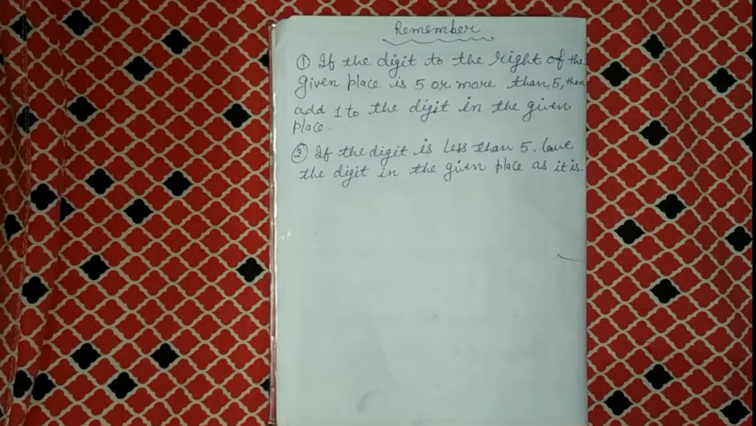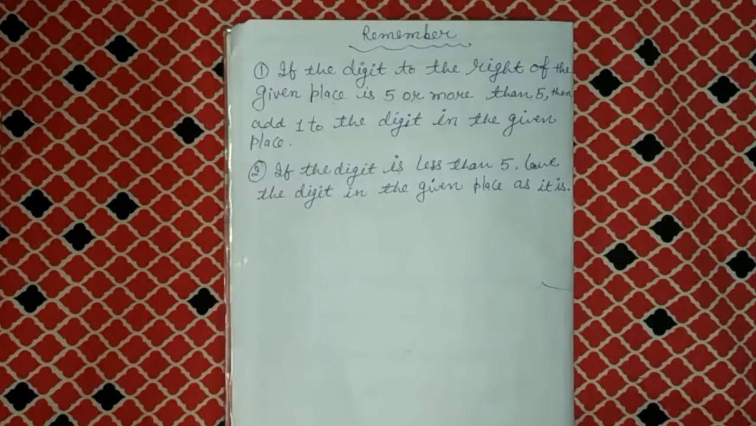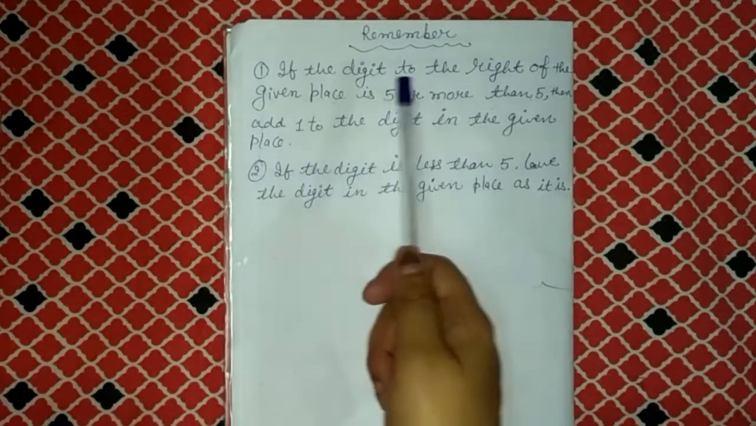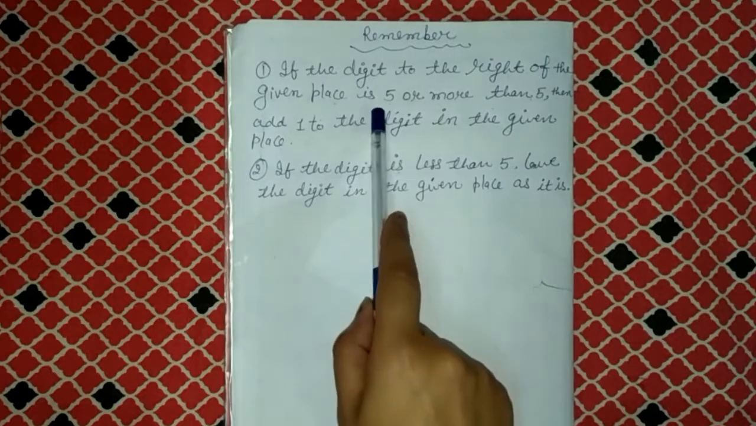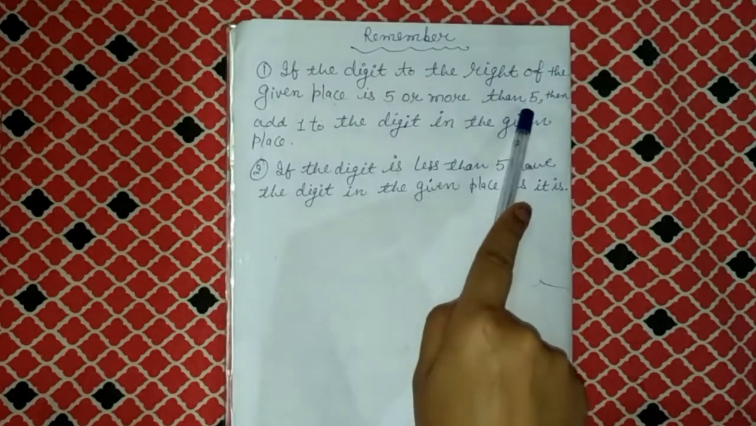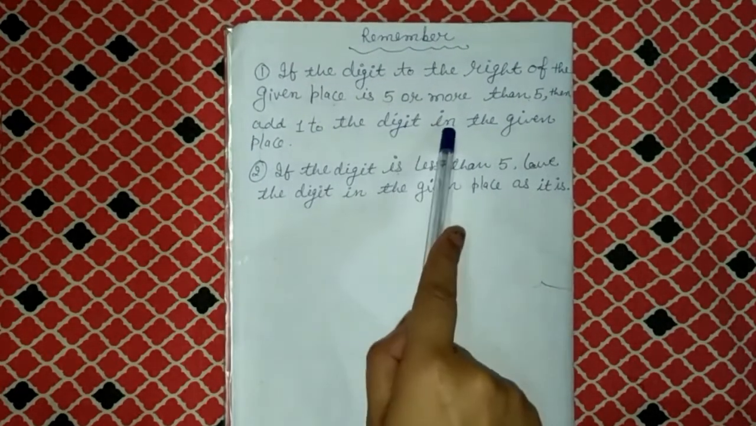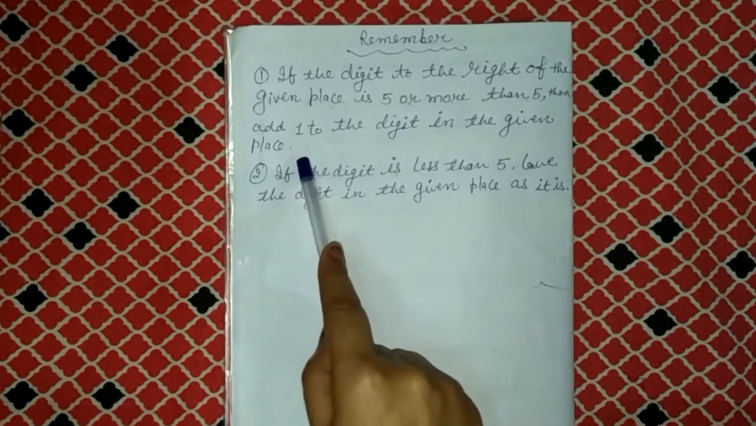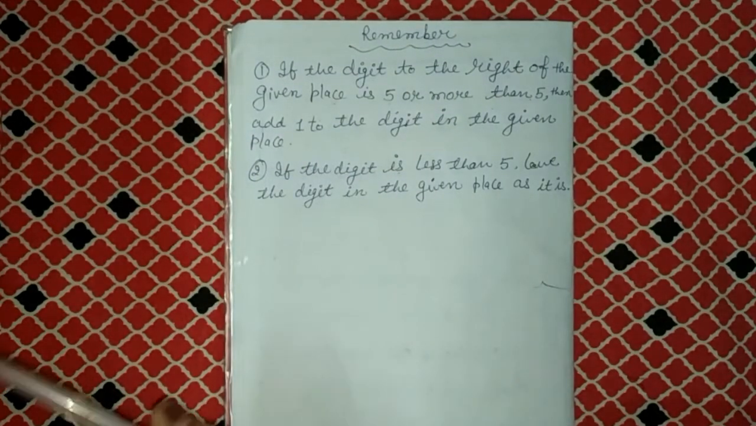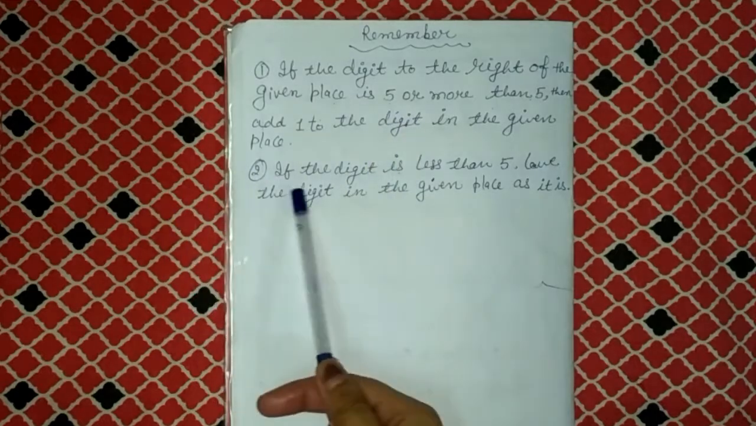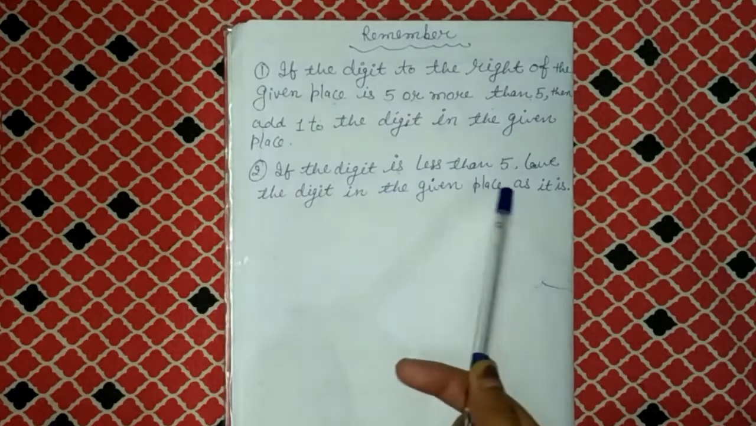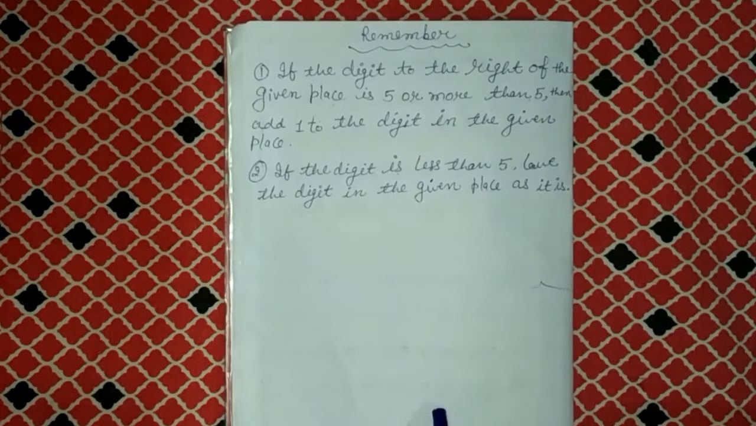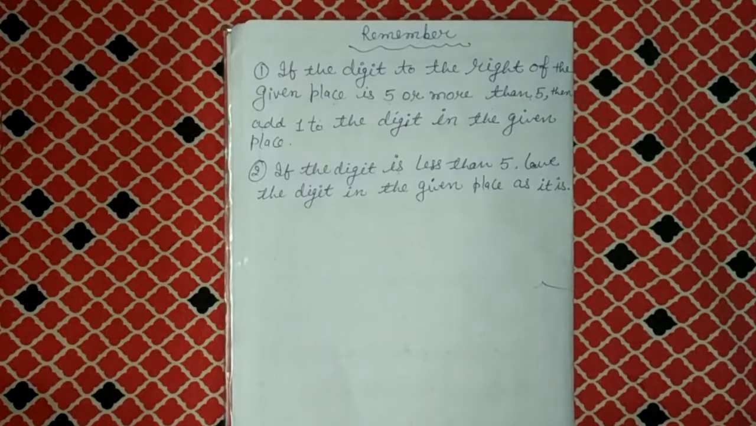The last video we had done how to round numbers to the nearest thousand, correct? So kids, firstly go through these steps. Remember, if the digit to the right of the given place is 5 or more than 5, then add 1 to the digit in the given place, correct? We had done a few examples also in the last video related to these two things, correct? If the digit is less than 5, leave the digit in the given place as it is, correct? These two things we have done in the last video.